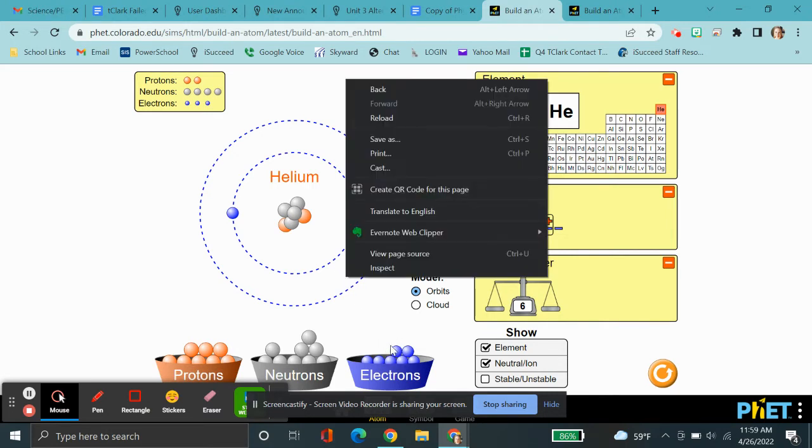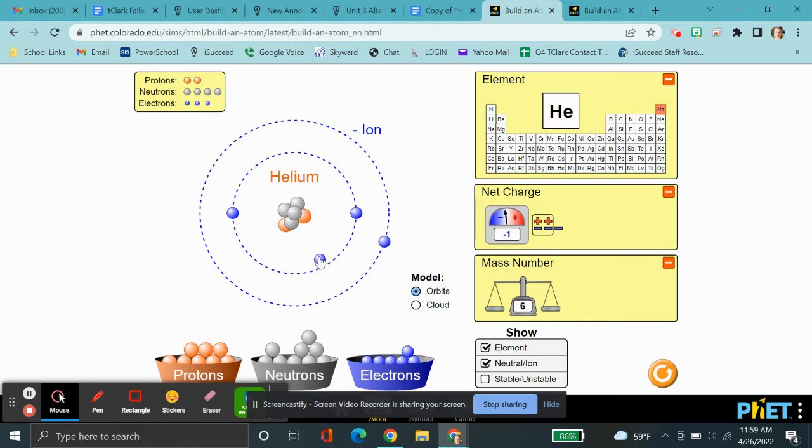So as you can see, it's not letting me grab that. As we add more protons and neutrons, each one of those increases the mass number by approximately 1. So say number of protons plus number of neutrons equals mass number. Pretty simple there.